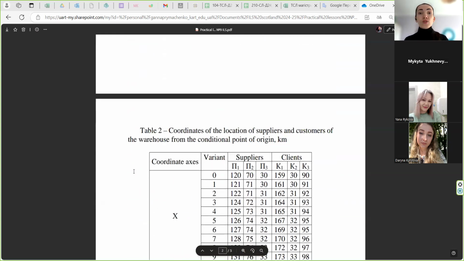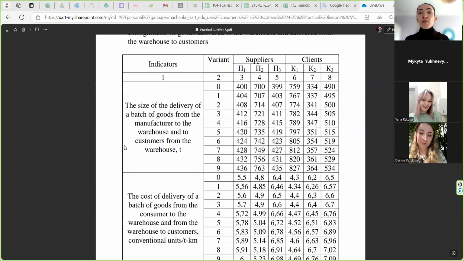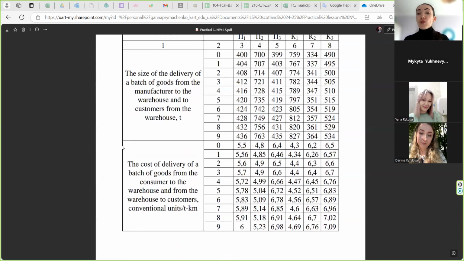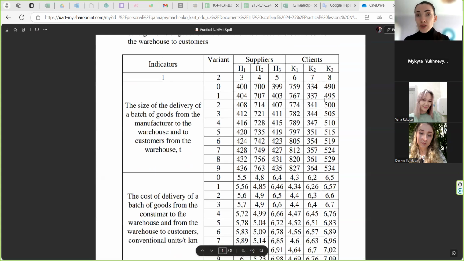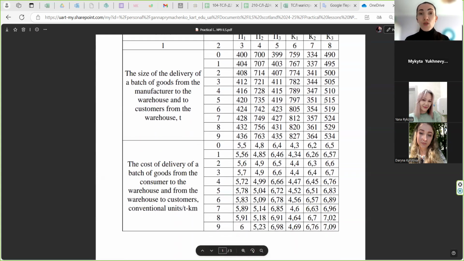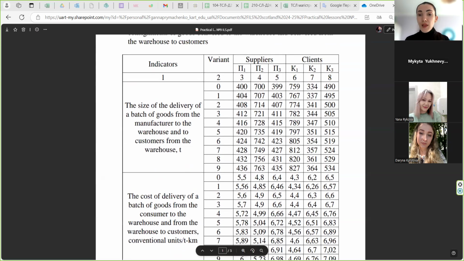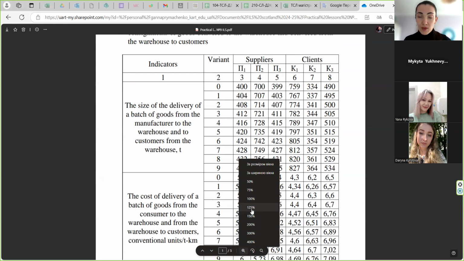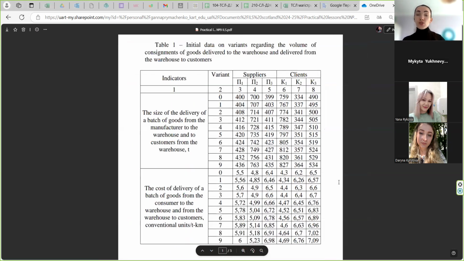Okay, I opened our table 1 and first we need to find the parameters. Now I open all variants. Maybe we need to make it not very big, maybe the same. Oh, yes, and it is okay. We can show all parameters.